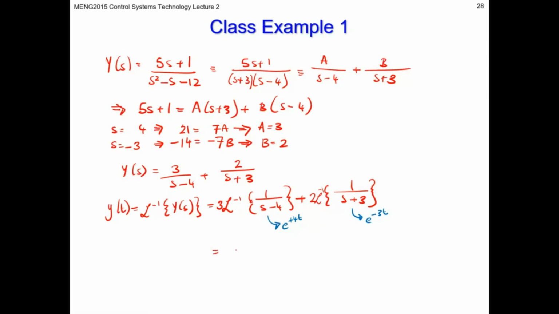Okay, so that gives us 3e plus 4t plus 2e minus 3t. That's it.